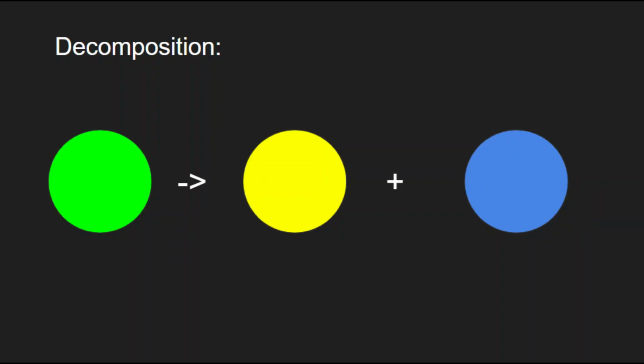The next kind of reaction is decomposition. In a decomposition reaction, a compound is broken down into other elements and compounds. Think of it like decomposition in nature, with fungus and worms.